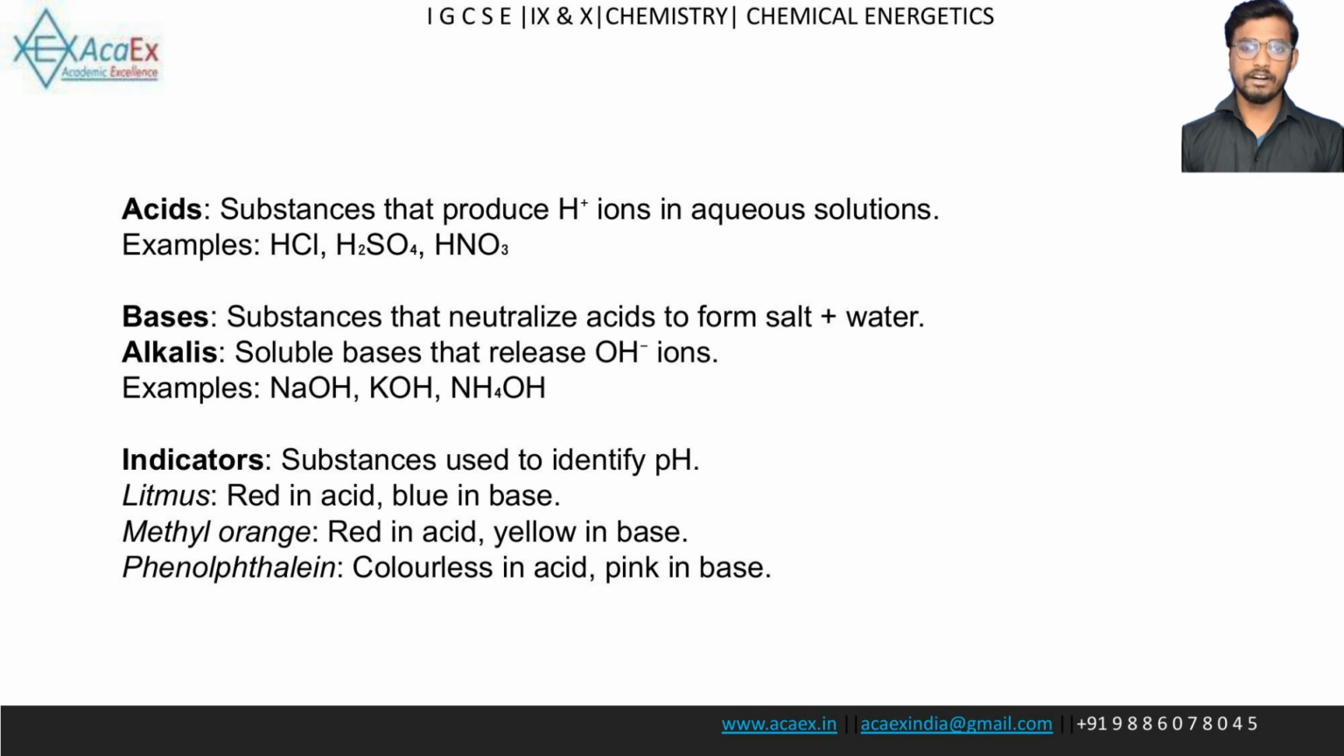Alkalis are bases that are soluble in water and release hydroxide ions, OH-. Examples include sodium hydroxide, NaOH, and potassium hydroxide, KOH. Indicators. These are substances that change color to show whether a solution is acidic or alkaline.